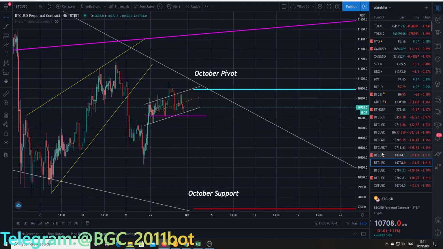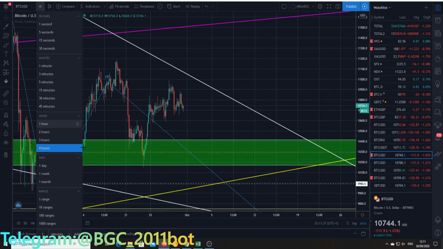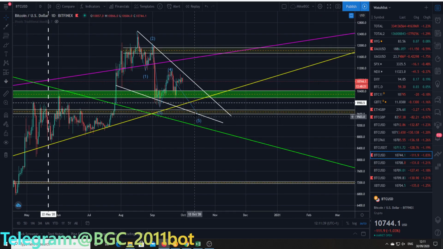And the fifth wave of the Elliott wave I was talking about, if I go back to the daily time frame, I was talking about this one for a long time. We have got a very big support here. It's about 9,600 to 9,750. Bitcoin was playing in this area for a long time.